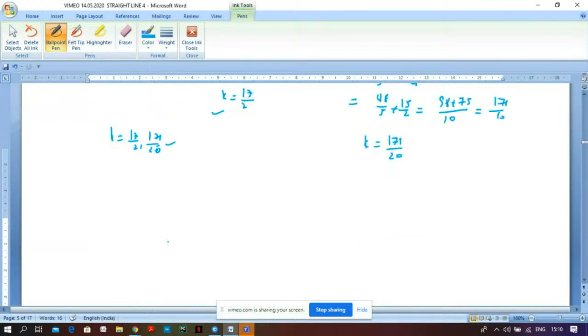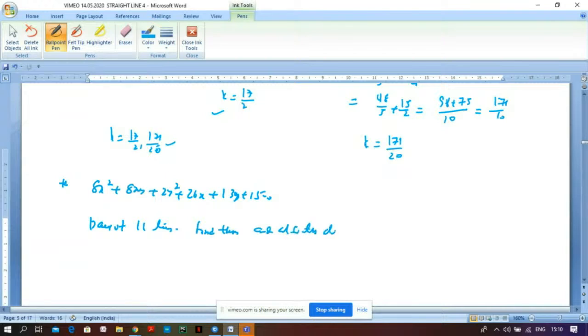Some problems come like this, where it is easy to factorize. That we will do like this. It is given that again some lines are there. So the equation 8x squared plus 8xy plus 2y squared plus 26x plus 13y plus 15 is 0. Again, you have to find out that it represents a line. In fact, I will say it represents a pair of parallel lines. Find them, and also the distance between them. This is to be found out.